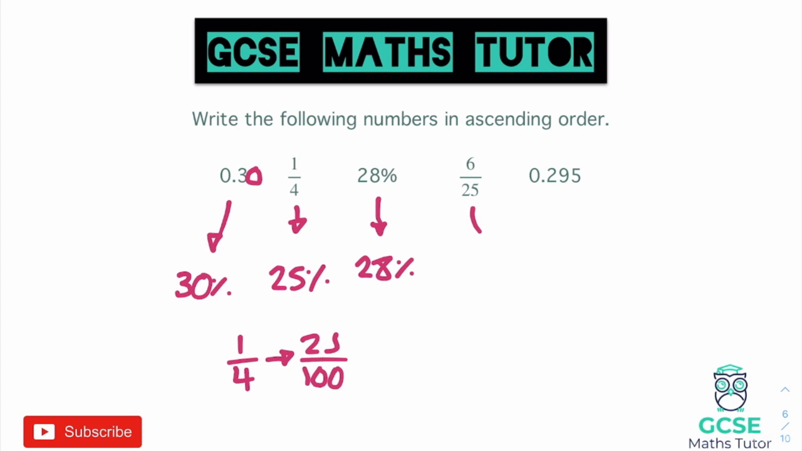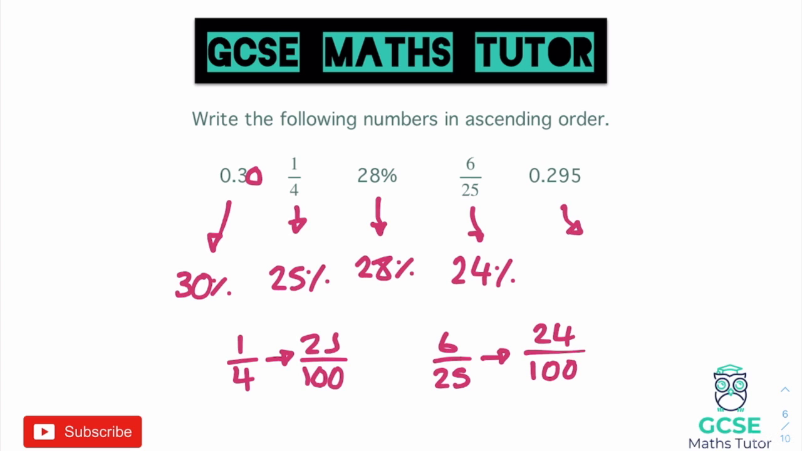The next one's a fraction. So again, let's think about how we would turn that into a percentage. 6 over 25, we would want to multiply the top and bottom by 4 to make it over 100, and 6 times 4 is 24. So that becomes 24%.